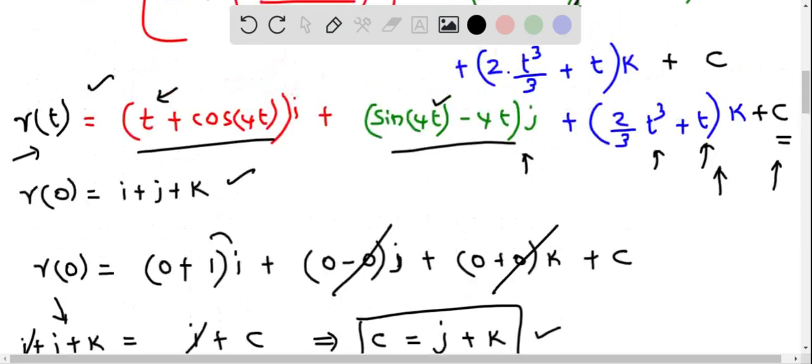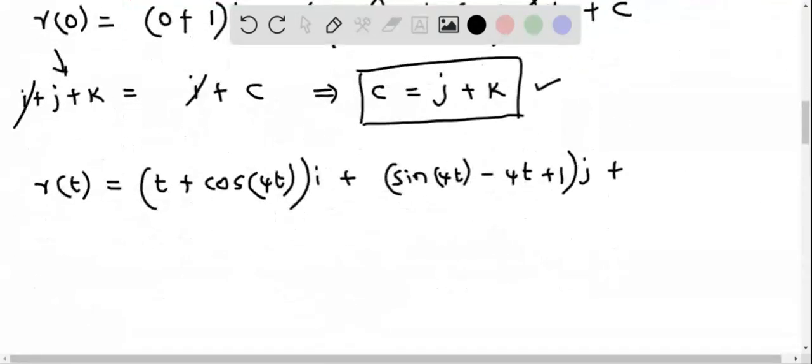And finally, we also have to add 1 to the k component, that is to this expression. So it becomes 2/3 t cube plus t plus 1 times k. So this is the complete position vector r of t.